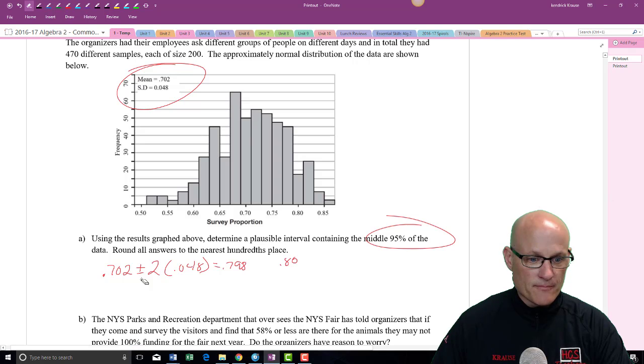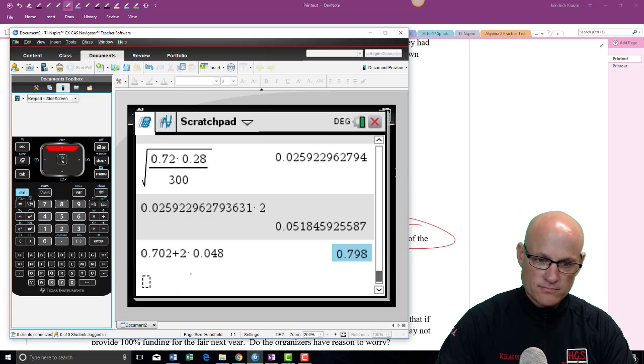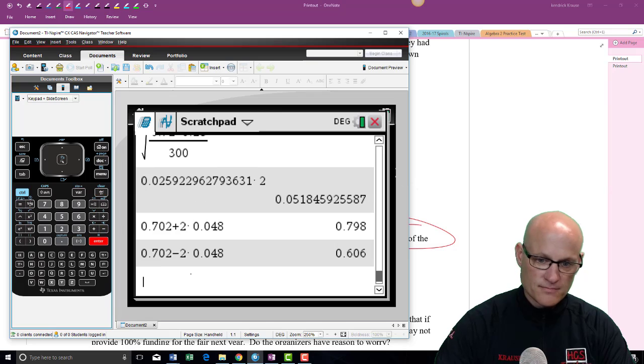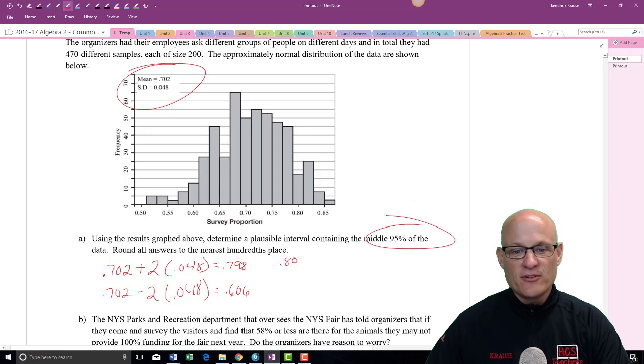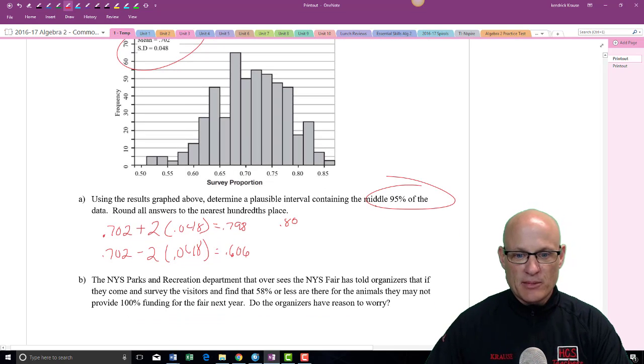Let's just do the plus there, not the minus, and then we'll do the minus below. 0.702 minus 2 times 0.048 is 0.606. So the 95% confidence interval will be between 0.61 and 0.80.